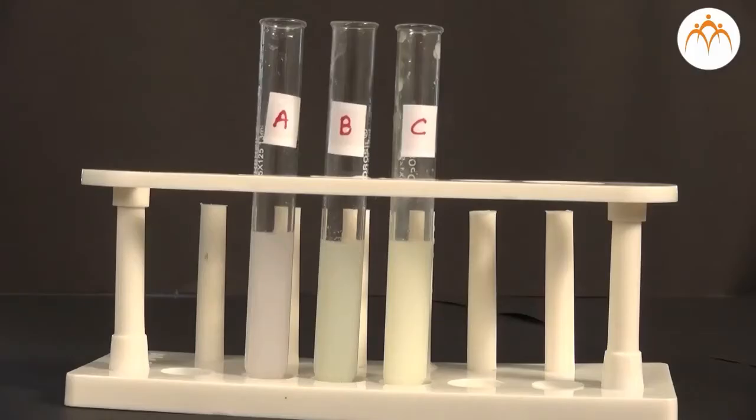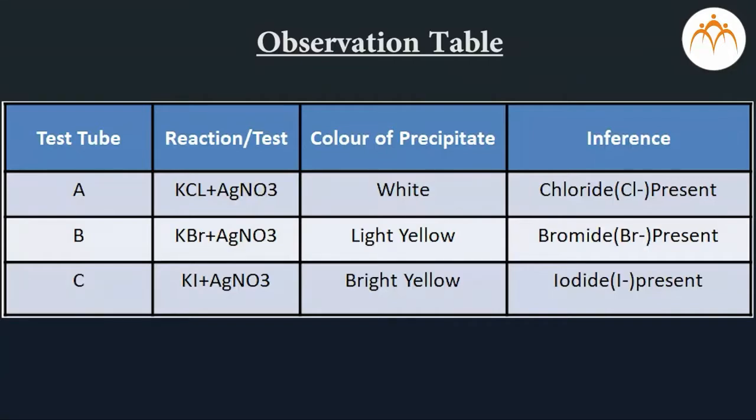In test tube A, the precipitate formed is white in color. In test tube B, the precipitate formed is light yellow in color. In test tube C, the precipitate formed is dark yellow in color. The color indicates which ion exists in a particular solution. White color indicates that there must be chloride, light yellow color indicates bromide, and dark yellow color indicates iodide in the solution. This is the observation table.